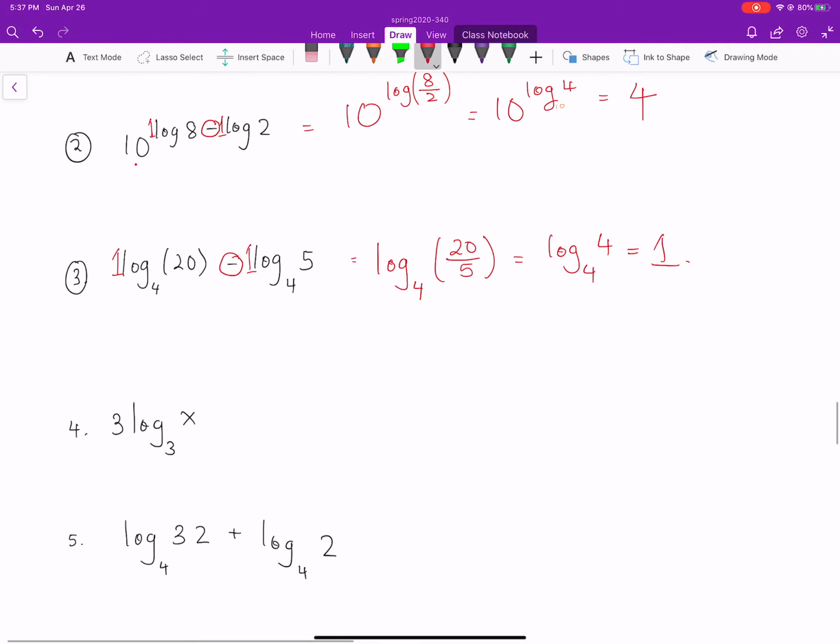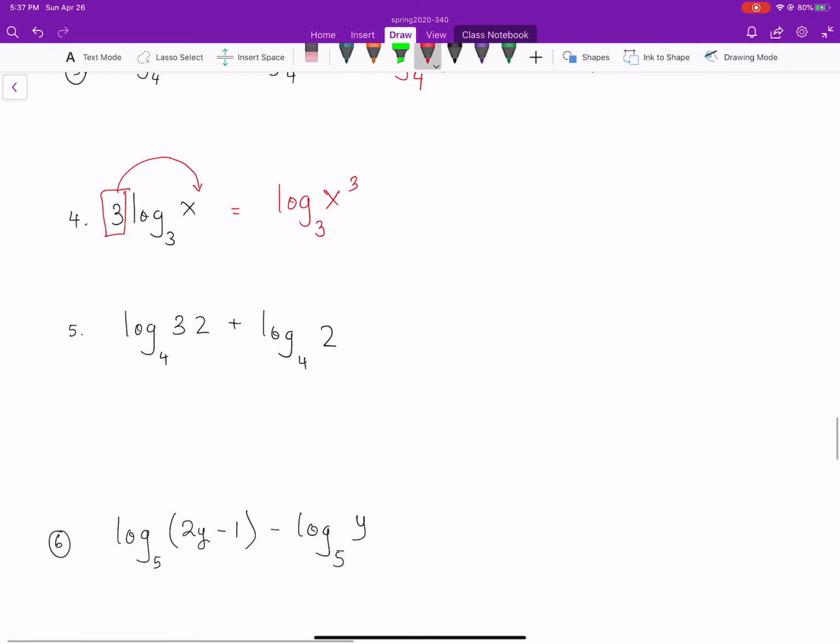Okay. How do we simplify this? Well, the leading coefficient is not 1. So how do I make it 1? I need to return this back to the power. So this is the same as log 3x cubed.